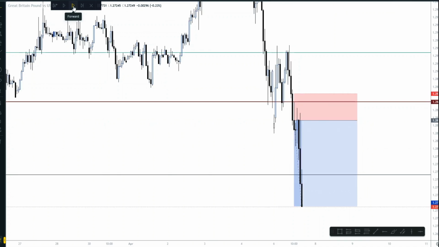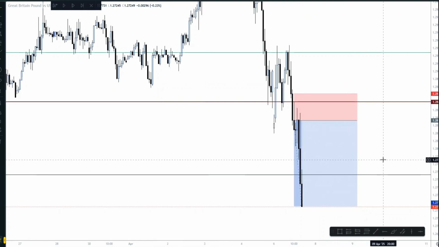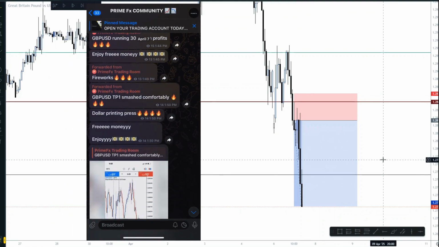Brilliant. Guys, so simple approach, right? All TPs smashed easily. And this is the easiest way possible you could be profitable on the market. Trust me. And as usual, send this to my Telegram community to also enjoy.